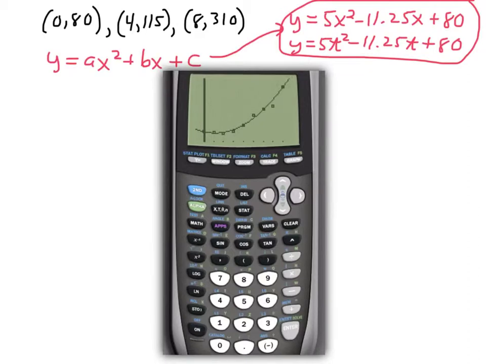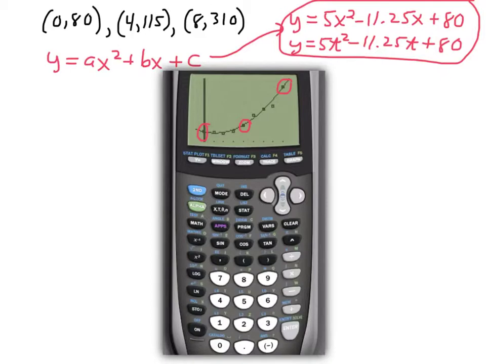And you see, to check this, it should pass through the 3 points that we chose at the beginning, which was this first one, the y-intercept. And then we chose that one, which corresponded to t equals 4. And then this last one, where t equals 8. And you see the curve does pass through those 3 points. And it comes reasonably close to the other points in the scattergram as well. So it seems to be a pretty good model for that set of data.